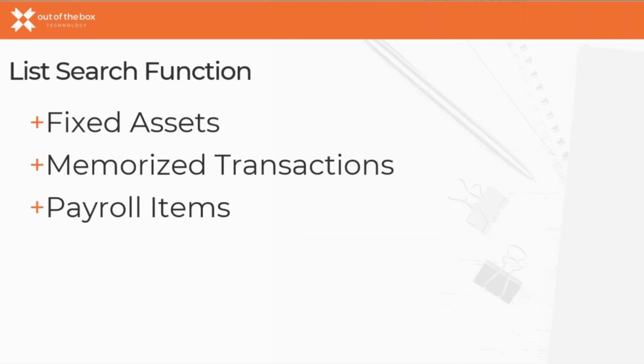And finally, we're looking at list feature functions that QuickBooks Desktop 2024 is going to be offering. This is going to be within your list items search. So you have your fixed assets list, and you'll be able to search within those fixed assets, your memorized transaction list, and then also your payroll items. You'll be able to use this list search feature to quickly identify the item that you're searching for.